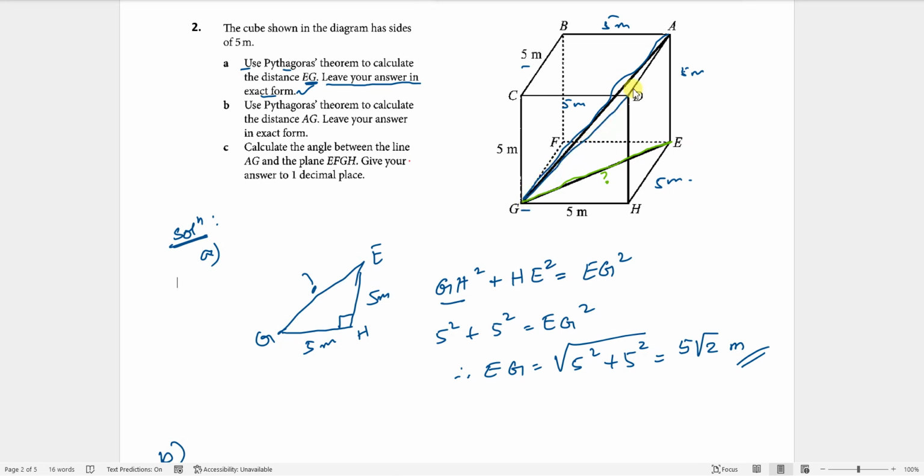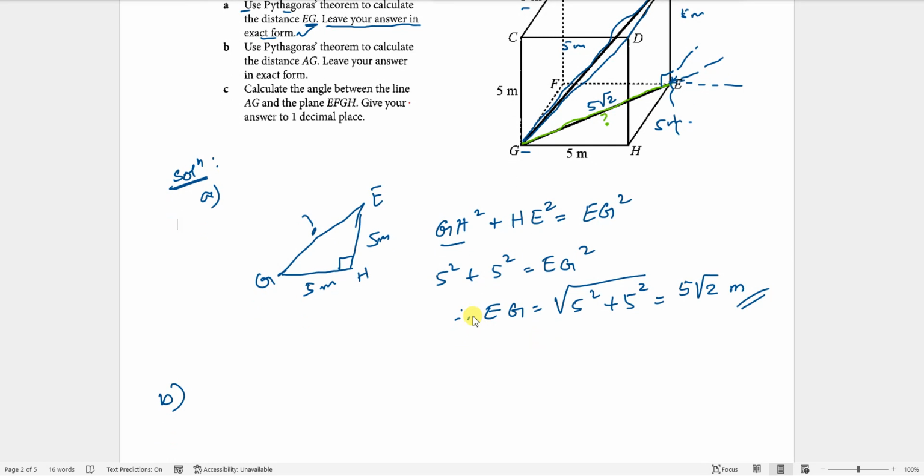Okay, and we already know this side as 5 root 2. Great. So how do we find this? So again, we make a triangle here. Since if you extend these lines, you can see it's perpendicular.